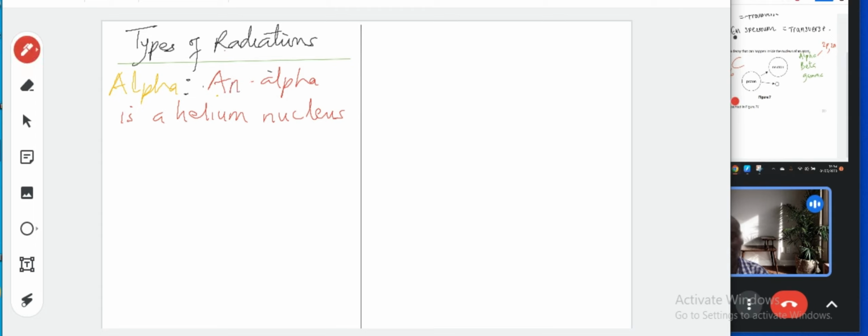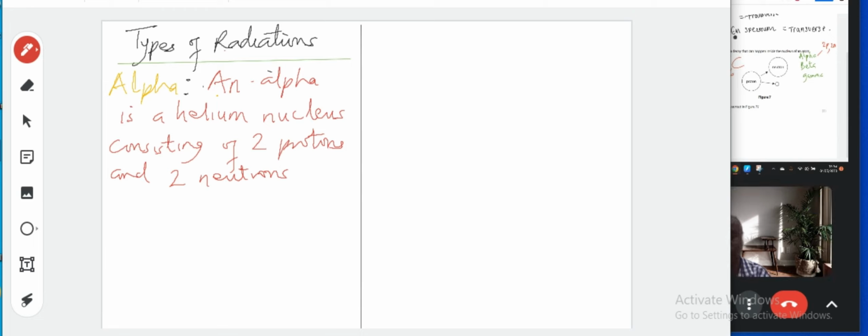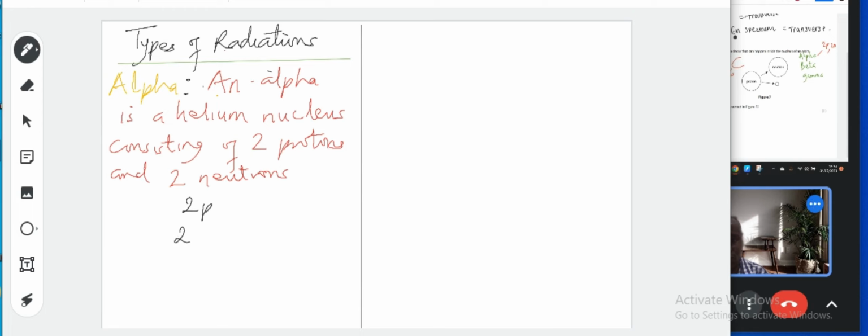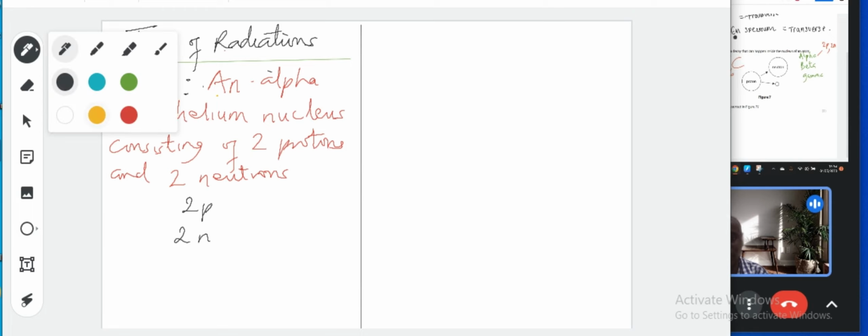So an alpha particle is a helium nucleus consisting of 2 protons and 2 neutrons. So it's not a helium atom. A helium atom will also have 2 electrons. It's a helium nucleus. Okay? Alright, so you're right. The notation is 4-2 because it has 2 protons and 2 neutrons. So the notation will be helium.